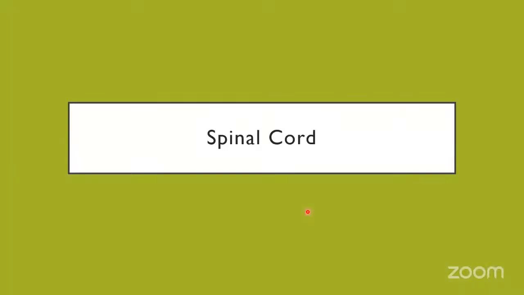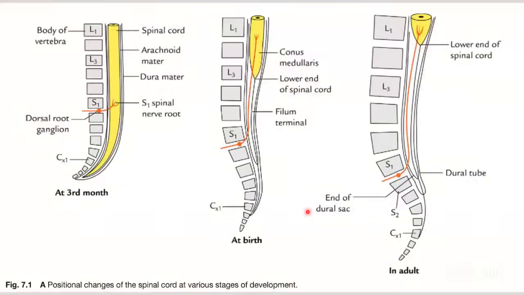I'll move on to spinal cord. Initially, during embryological stages of development, the 31 spinal segments are exactly in line with the 31 vertebral bodies. But as the fetus develops, the vertebral bodies get lower in number and the spinal cord shrinks and moves upwards. At birth, the spinal cord lies at the level of L3, and in adulthood, it lies at the level of L1.